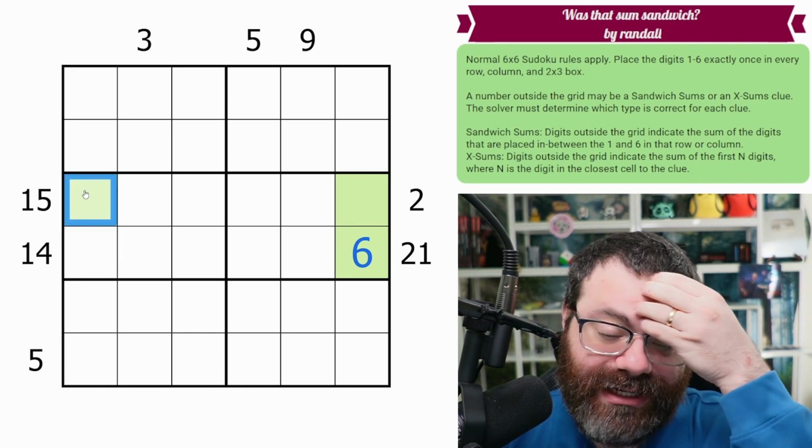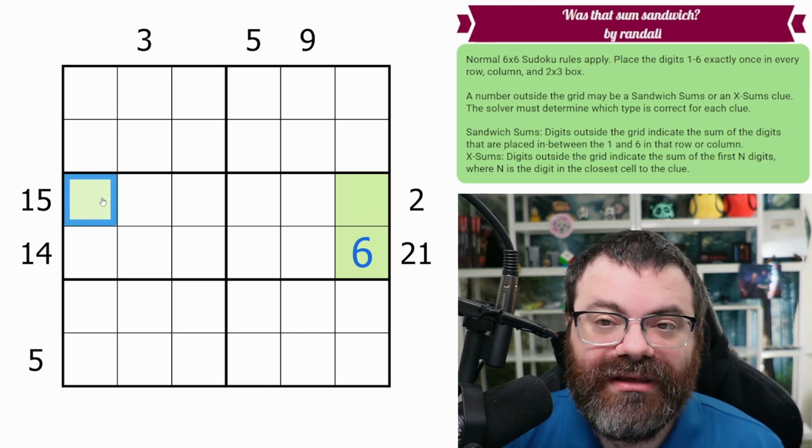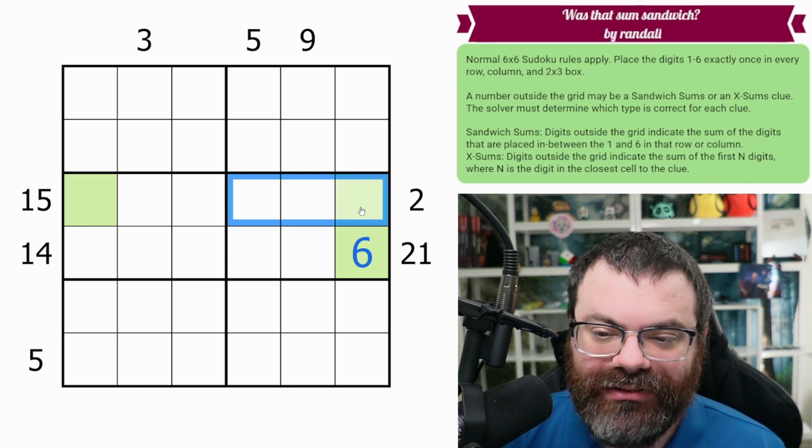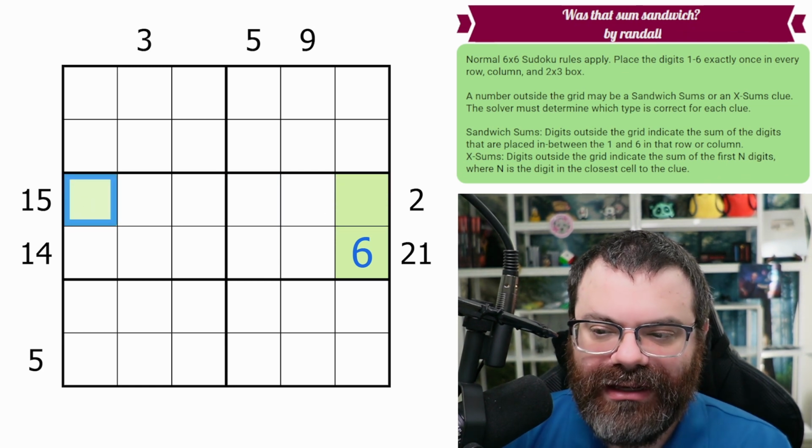So actually, let's think about this now. When you're thinking about large X-sum clues, it's often easier to think about the outies. And by the outies, I mean the digits that aren't included in the counting sum. Because obviously there will be.